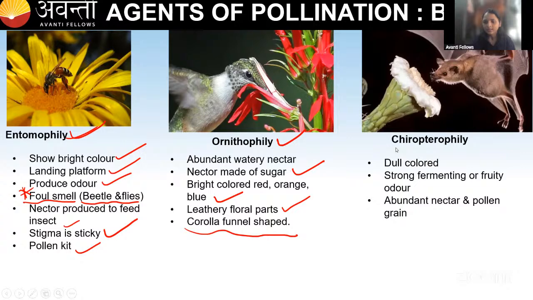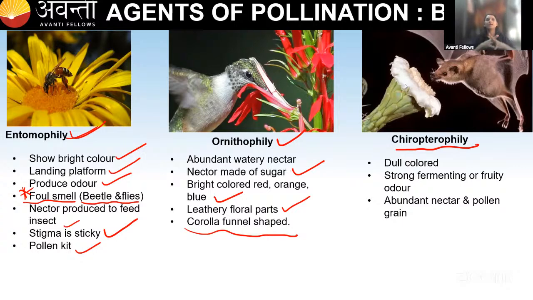Okay, then coming to chiroptophily. Chiroptophily is pollination done by the bats. Just remember, guys, if the pollination is done by the bats, should the flower have color or not? Tell me. At what time can you see the bats, guys? In the night time or in the morning time? In the bats, the rods will be active, not the cones, in the night time. We can see more bats in the night time, right? Very good, Rakshita.